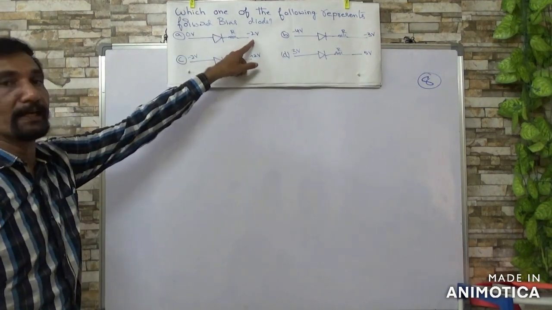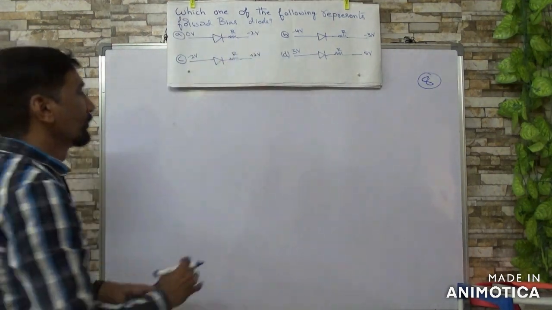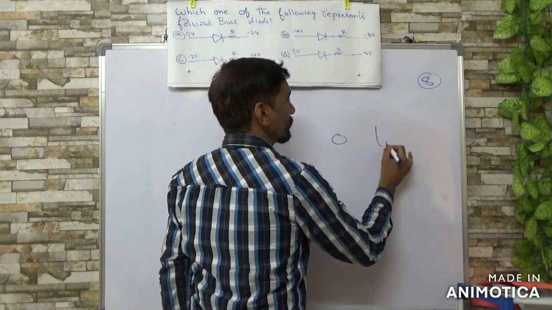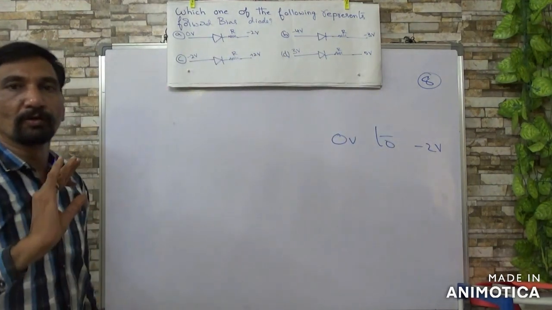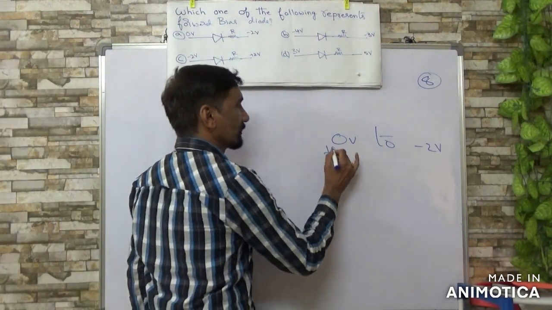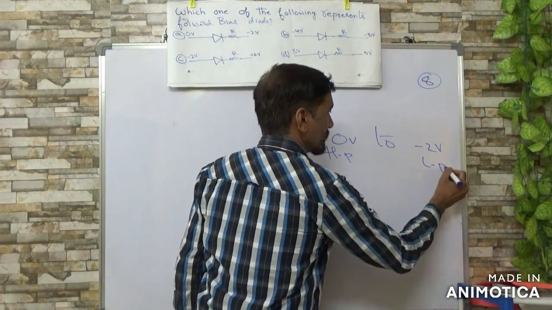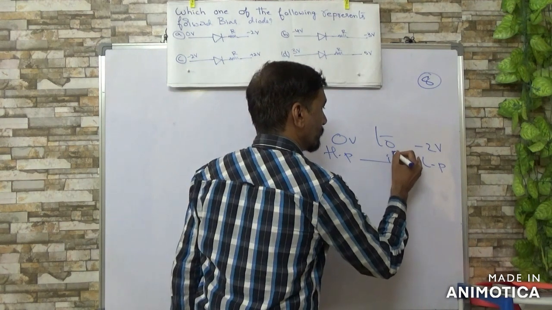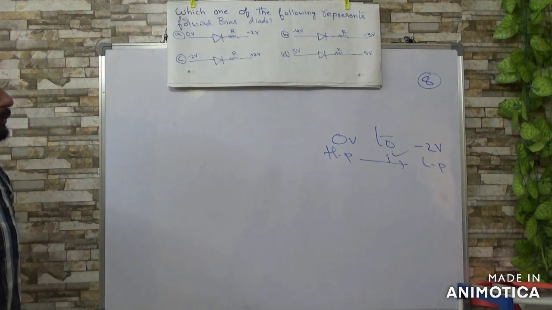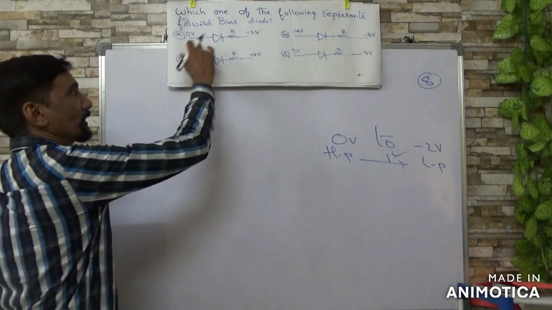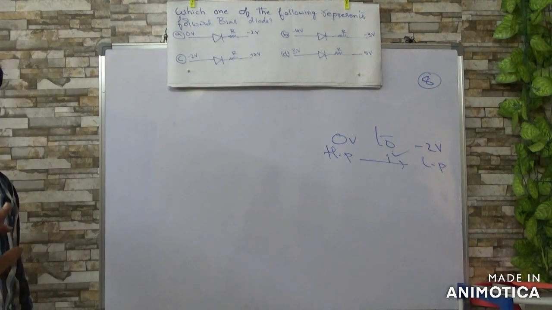0 volts minus 2 volts. Now 0 to minus 2. You know, this is high potential, this is low potential. So there is a possibility to send current. So that is why you can say this is connected in forward bias.